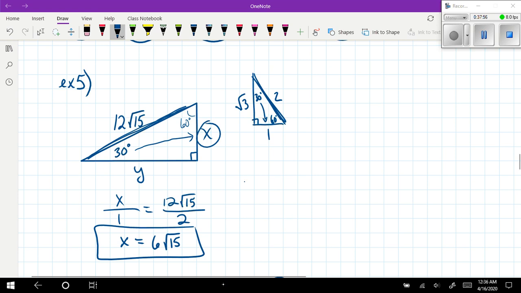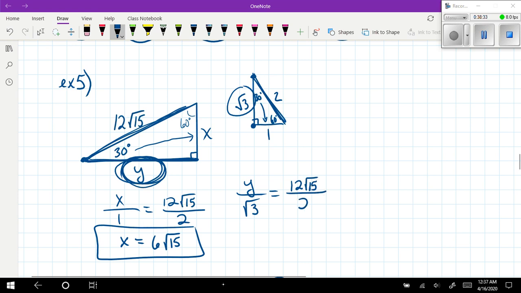And let's find y. I have y over, now what side is the y on? This is the long leg, and I've been referring to the long leg as the root 3 side. So y over root 3. And you see here, this y matches this root 3. And if you think about that, the side y here is the side that connects the 30-degree angle and the 90-degree angle. Same up here. Here's your 30-degree angle, here's your 90-degree angle. You connect them, that's your root 3 side. Is equal to the hypotenuse, 12 root 15, divided by the hypotenuse, which is 2.